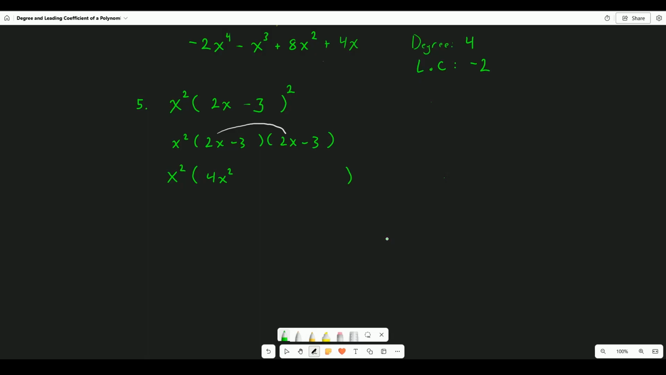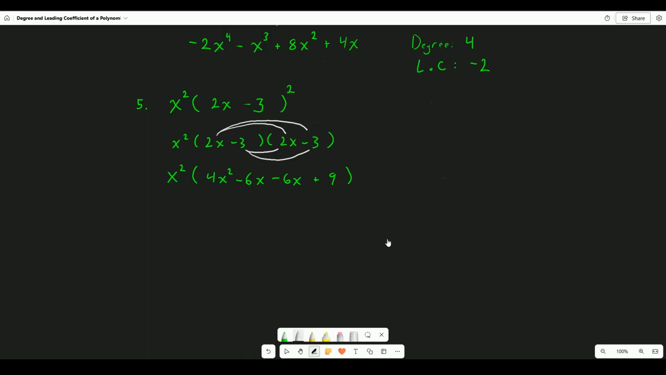Outer is 2x times negative 3. That's minus 6x. Inner is negative 3 times 2x. Again, that's another minus 6x. And last is minus 3 times minus 3. Negative times a negative is a positive, and 3 times 3 is 9. Cool. I have now successfully expanded that squared binomial.